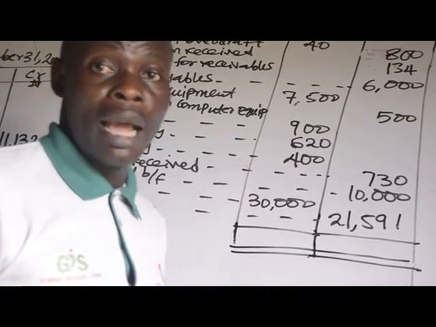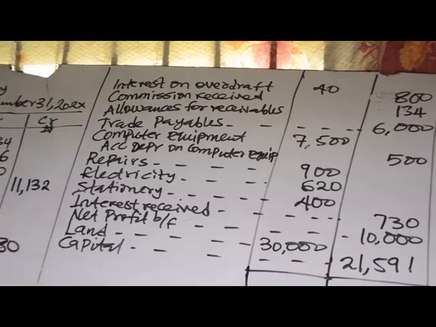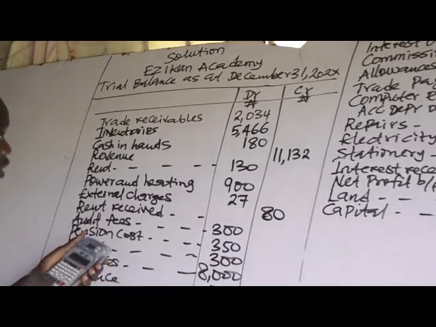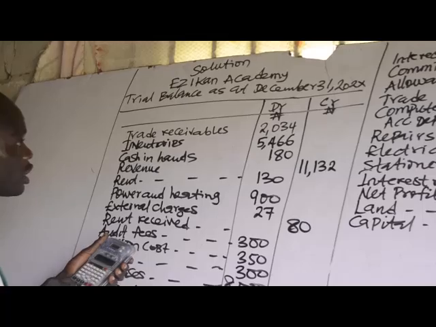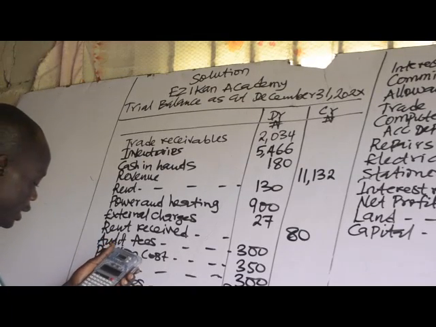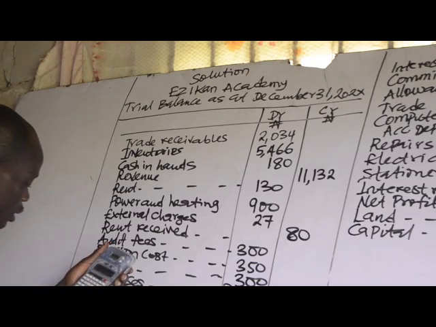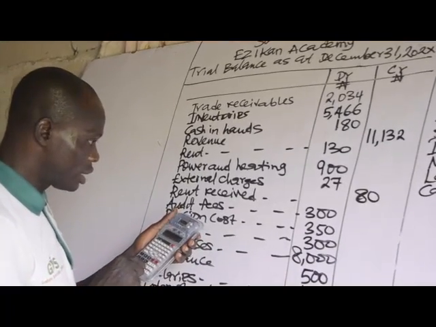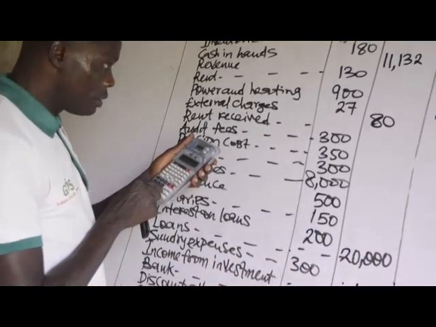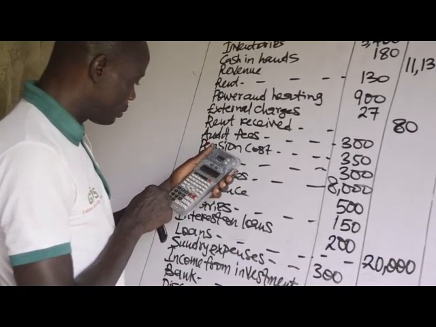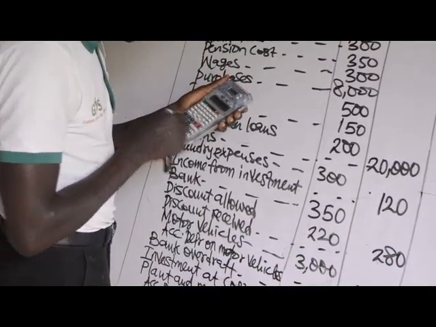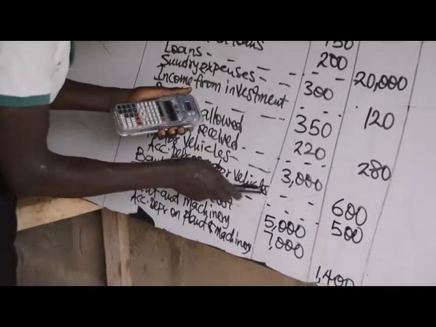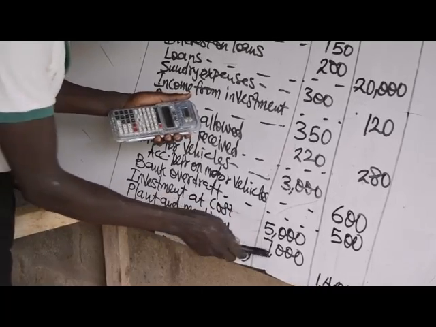So, having posted all the items to the trial balance, the next thing is to balance the trial balance by summing up the debit and the credit side of the trial balance. Now, let's do it. The debit side now, we have 2,034 plus 5,466 plus 180 plus 130 plus 900 plus 27 plus 300 plus 350 plus 300 plus 8,000 plus 500 plus 150 plus 200 plus 300 plus 350 plus 220 plus 3,000 plus 5,000 plus 7,000.